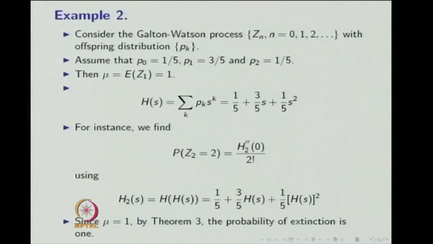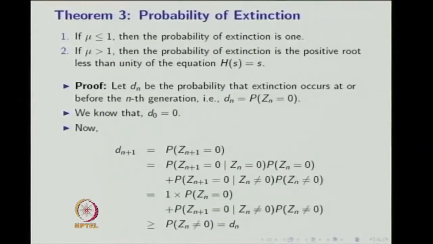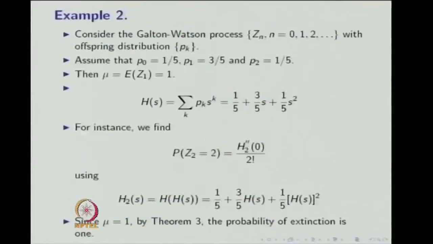Since mu is equal to 1, this is a critical Galton-Watson process. By using theorem 3, we conclude the probability of extinction is 1. Theorem 3 says if mu is less than or equal to 1, then the probability of extinction is 1. So since in this problem mu is equal to 1, hence by theorem 3 the probability of extinction is 1.